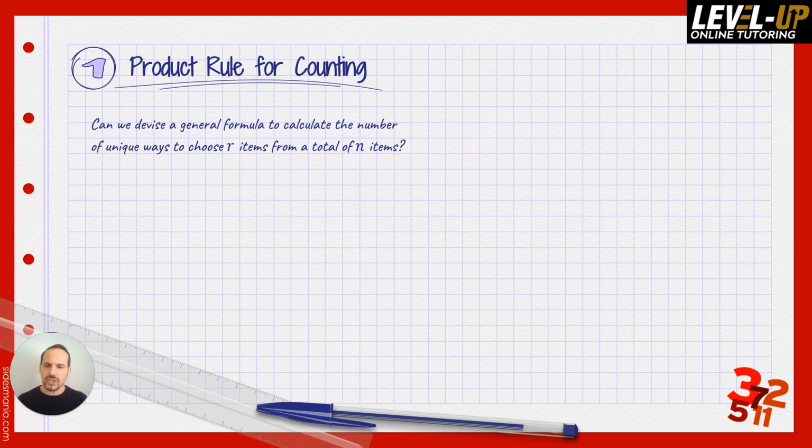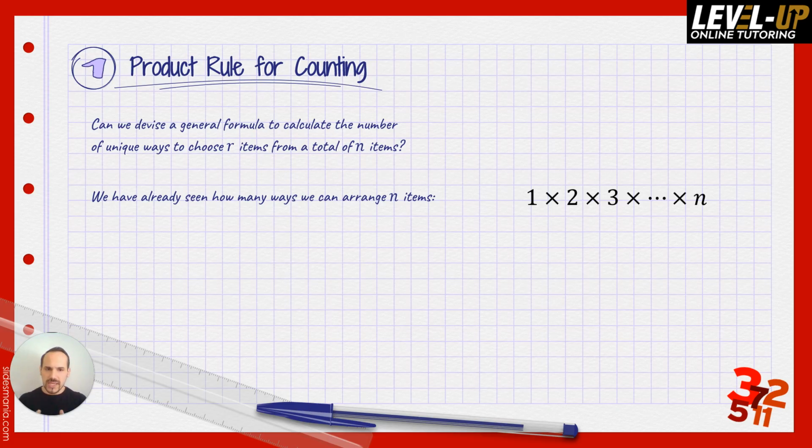Well, not an example. What we're trying to do now actually is form a general formula to calculate the number of unique ways of choosing some number of items from a total number. So in this case, we want to pick R number of items from a total of N number of items. So this is a formula that you might have seen before. What we're going to do is gradually build it up logically. So hopefully this formula will make a lot more sense to you, why it works, as opposed to just how to use it. So since we've already seen the way we can arrange n items, it's just going to be this.